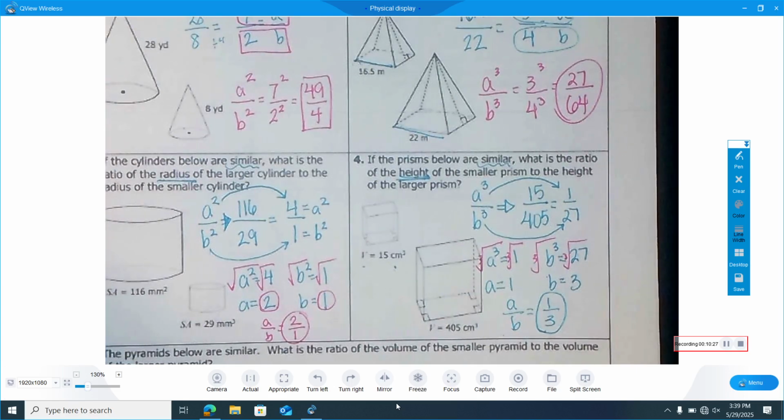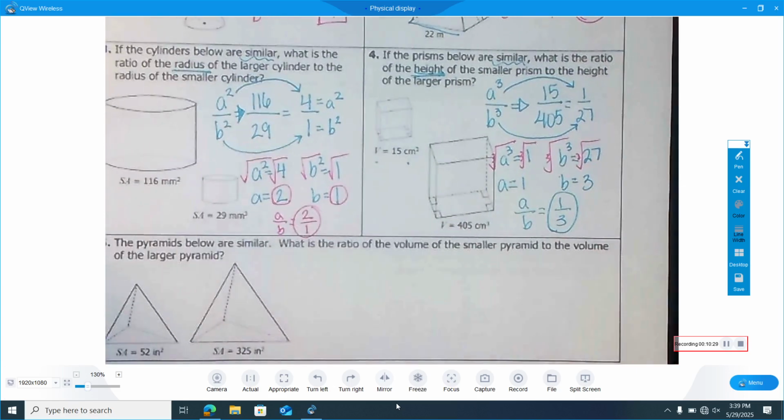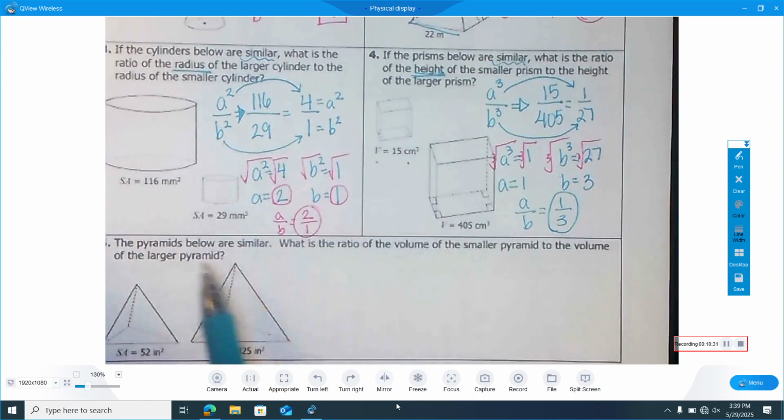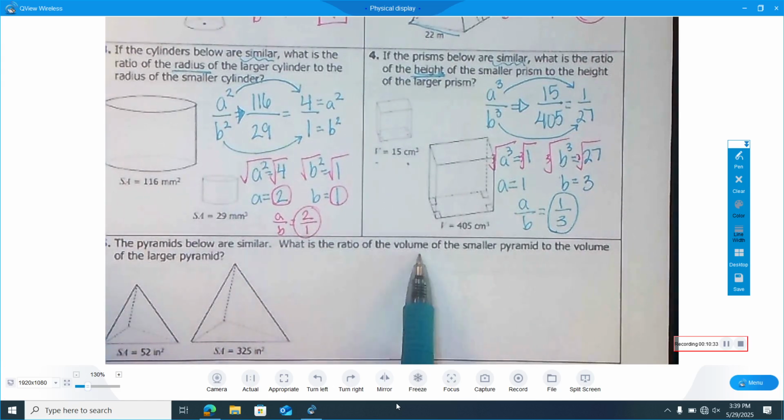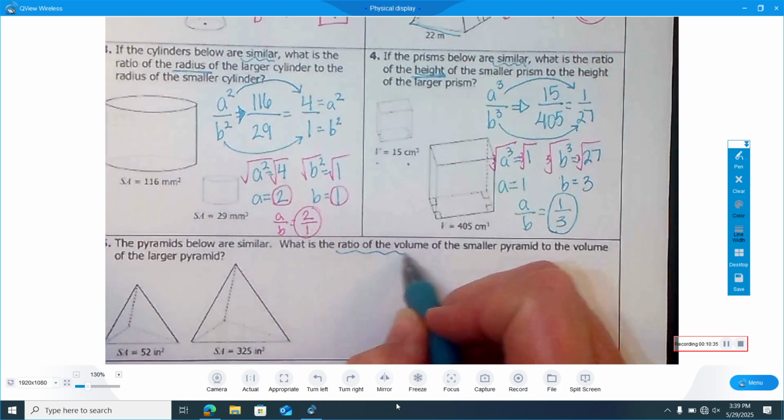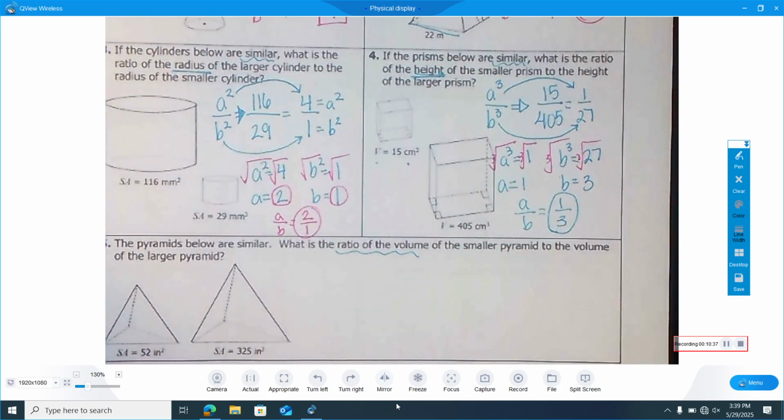Which is kind of interesting. All right. The pyramids below are similar. What is the ratio of the volume? Ratio of volume is what we're looking for. The smaller pyramid to the volume of the larger pyramid.